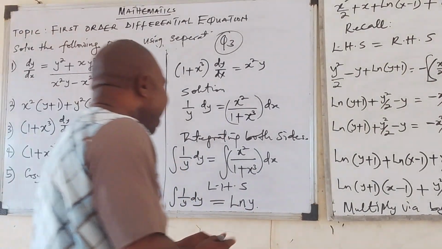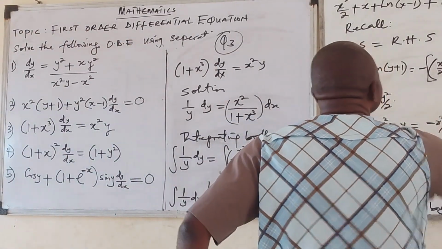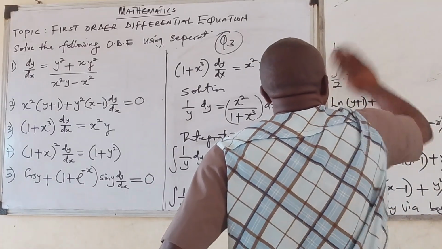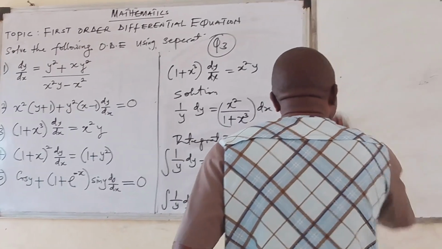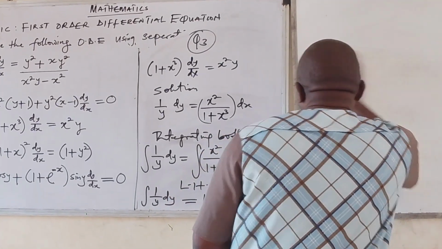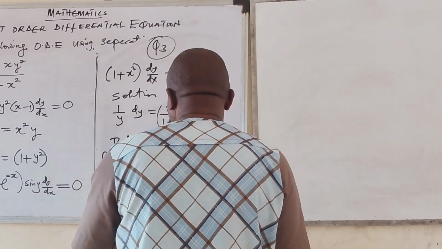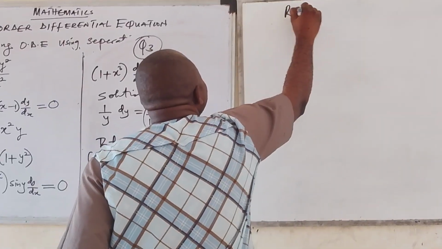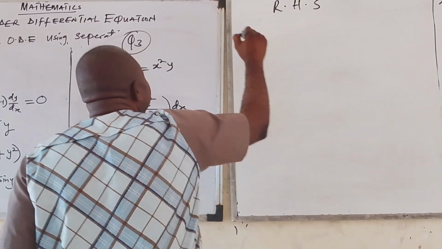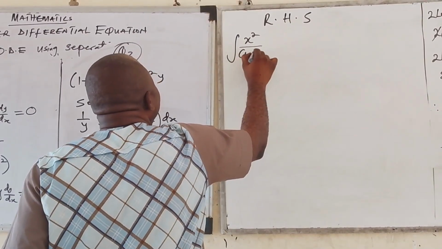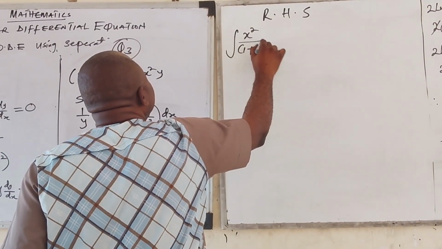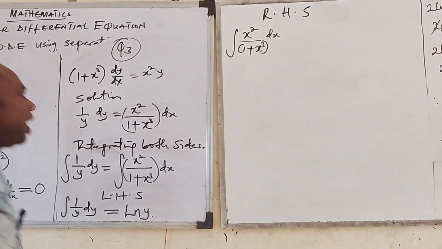So let's look at the right hand side. Now we have seen the left hand side. Let's look at the integral on the right hand side: the integral of x squared all over 1 plus x raised to the power of 3 dx. So now let's solve this.